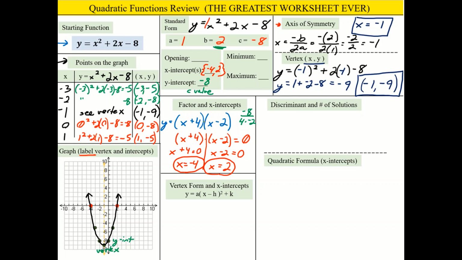All right, we could fill in more information now. Which way does it open? It opens up. And that's also reinforced by the fact that a is positive. What is the minimum value? Well, the lowest y value is -9. And what is the maximum y value? Well, it's going to go up forever and ever and ever. So it's to infinity and beyond. Okay. I'm going to write myself a little note that the minimum is the lowest y value.